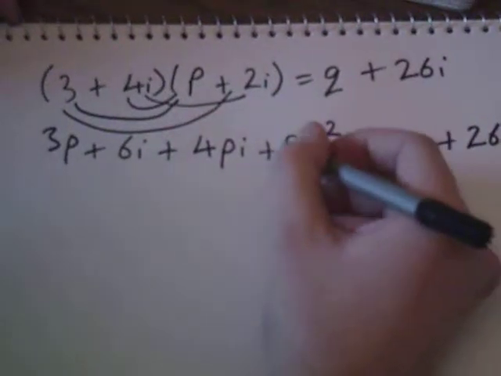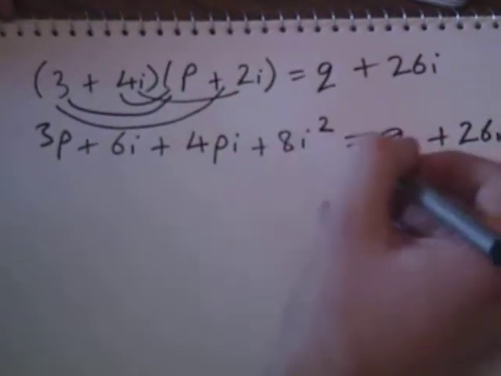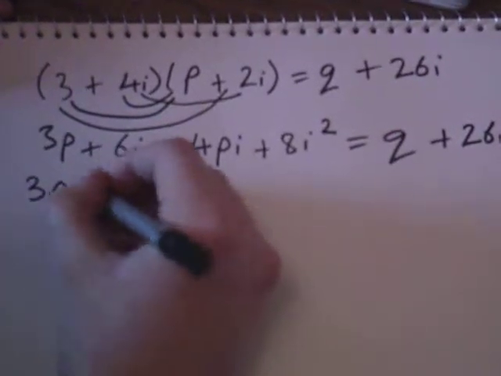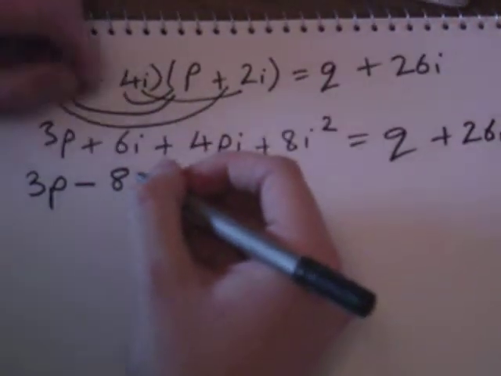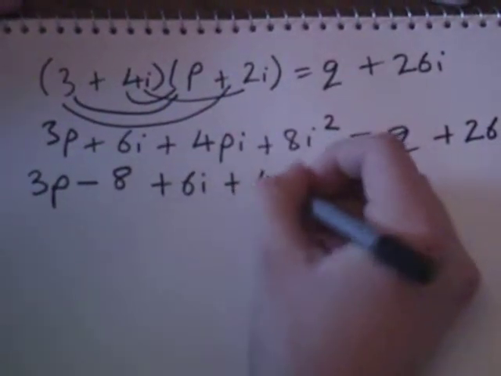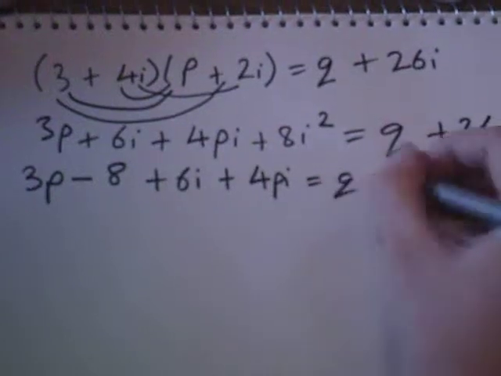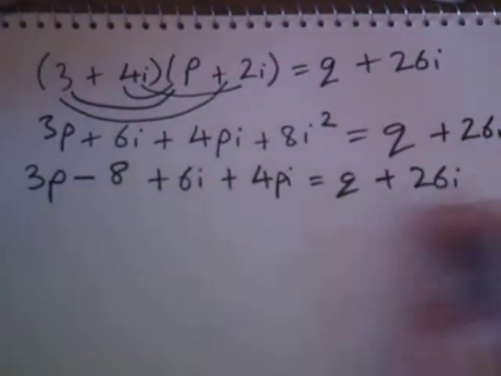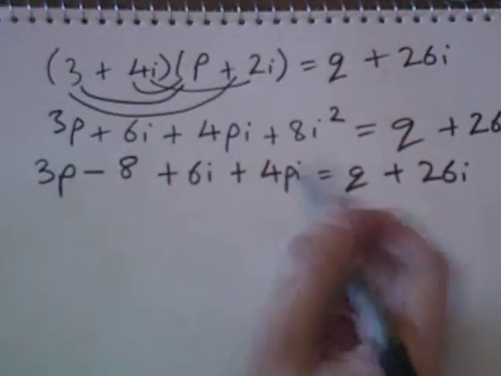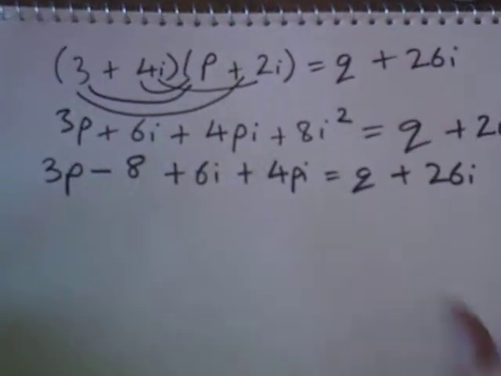So -1 times 8 becomes a real number, so -8. So get all your real and imaginary parts together. You've got 3p minus 8, add 6i, add 4pi, equals q, add 26i. And as you know, you can't gather them together because that's got a p term in it, and you just can't merge them together algebraically.